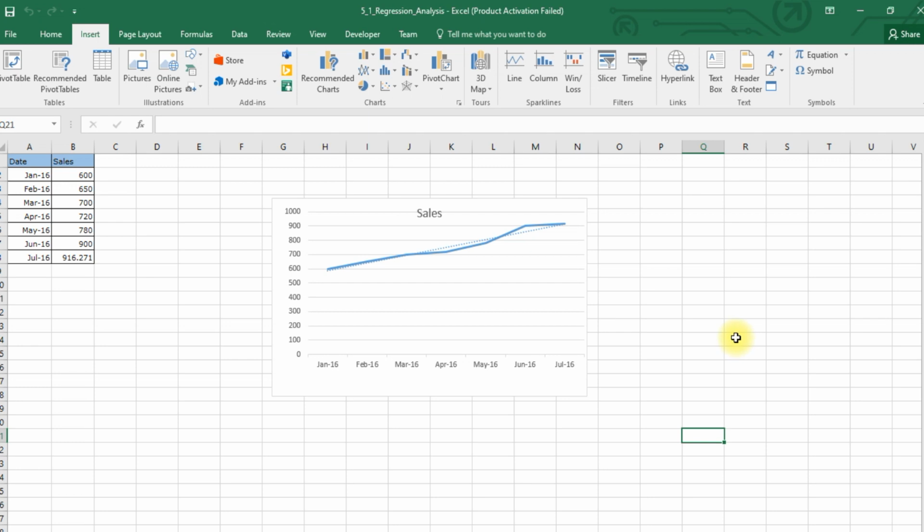So in this spreadsheet, what we are trying to do is that we have sales figures for the past 6 months in 2016. For January 16, we have sales in millions of rupees. Maybe it is 600 million. February 16, it is 650. March 16, it's 700. April 16 is 720. May 16, it is 780. And in June 16, it is 900.